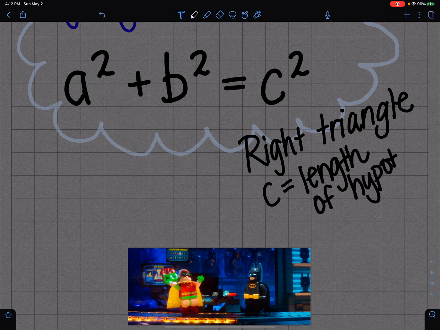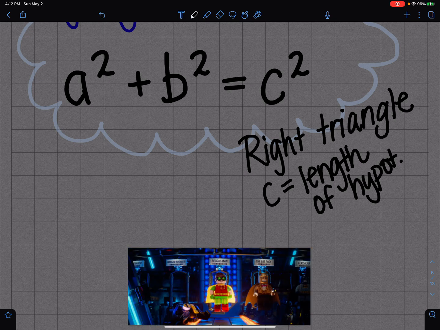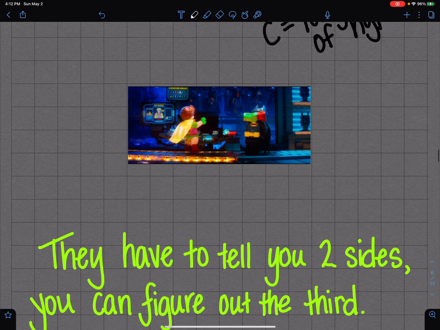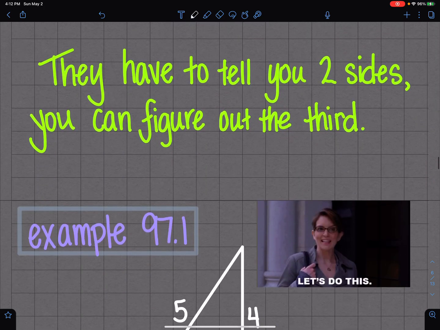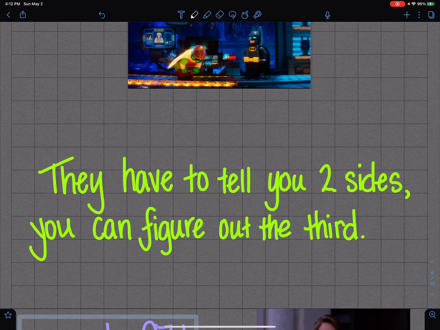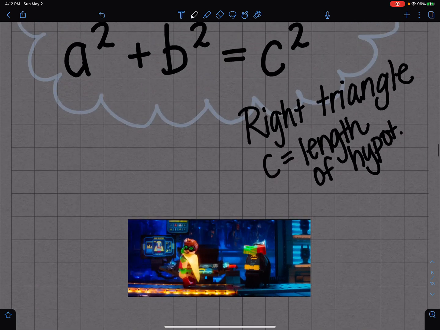I'll just shorten that. And a and b are the lengths of the other two legs. Okay, so let's try it. I just put that there to remind you of a squared plus b squared equals c squared. What I think is really cool is that they have to tell you what the lengths of two of the sides are, or what the area is, and then you can figure out the third. Because look at this, look at the theorem.